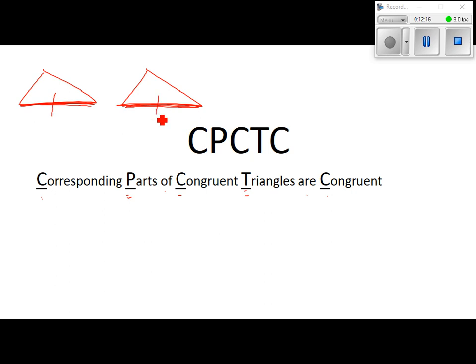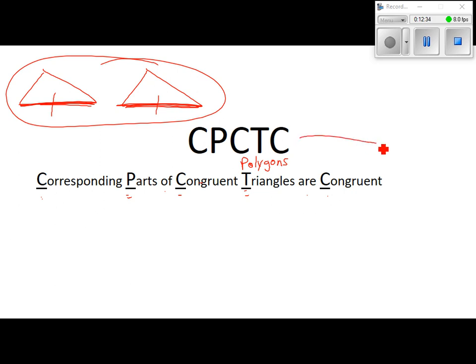And this not only works for triangles, this could say corresponding parts of congruent polygons are congruent. So it works for any two congruent polygons, but the ones we're going to deal with most are triangles. So CPCTC. This might be one of those things that we want to write over on the board as one of our commonly used reasons, because we're going to use it a lot. CPCTC. We know that these two parts are congruent because they're corresponding parts in these two congruent triangles. So corresponding parts of congruent triangles are congruent.